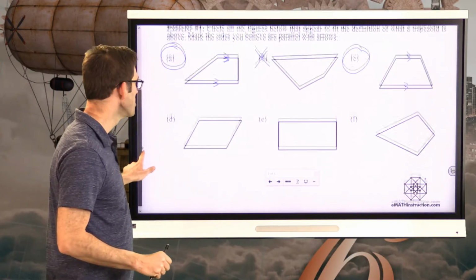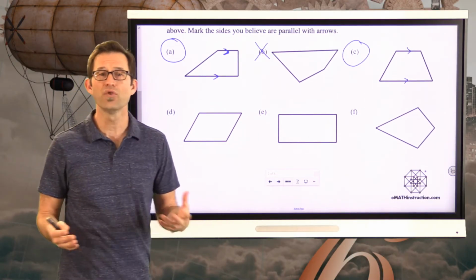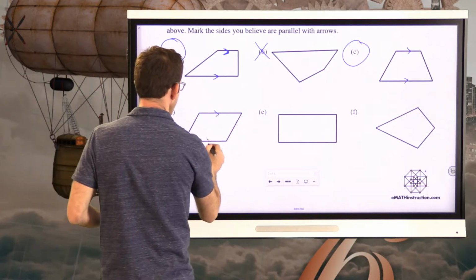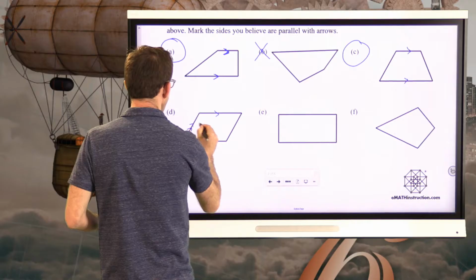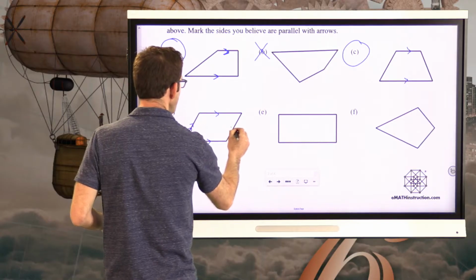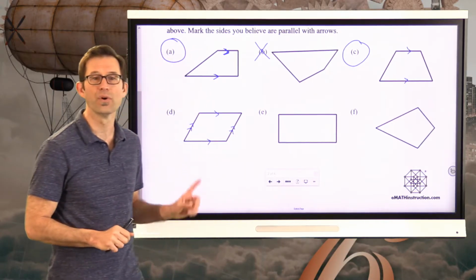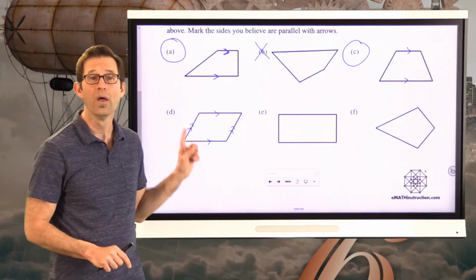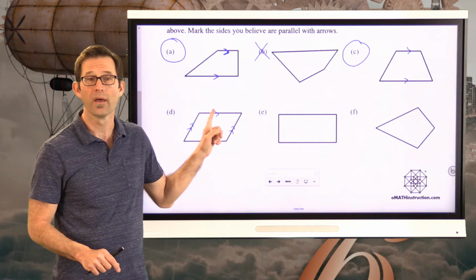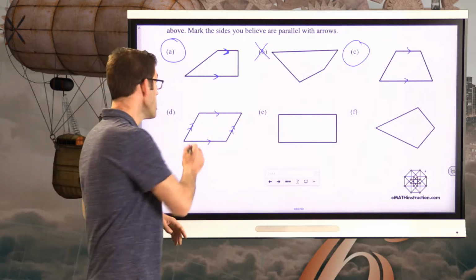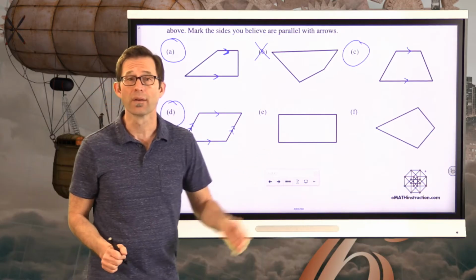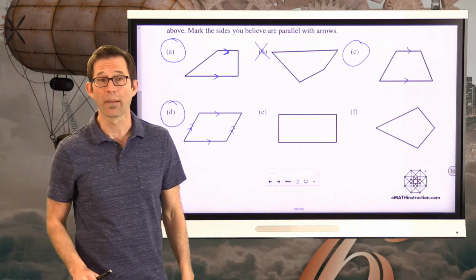This one's interesting because in this case we actually have two pairs of parallel sides. These two are parallel, and these two are also parallel. Oftentimes when you mark a second pair of parallel sides, you'll do it with a double arrow. That just helps you identify which sides are parallel. So this side's parallel to this one, and this side's parallel to that one. So that's also a trapezoid. Now this thing you might look at and go, well, that's a rectangle, so it's not a trapezoid.